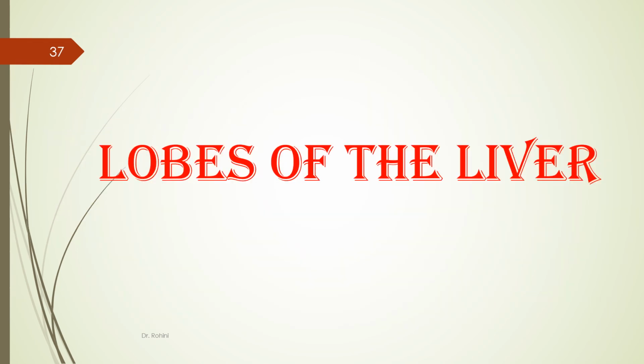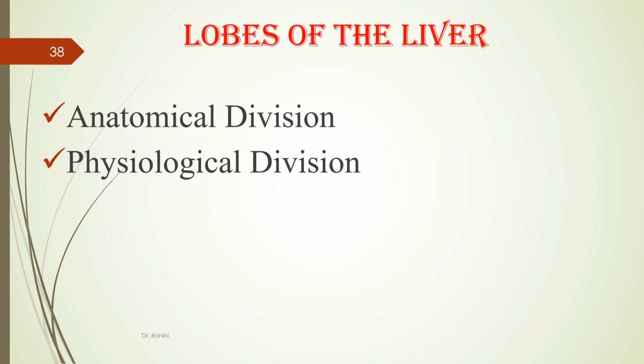Now coming to the lobes of the liver. So we can divide the liver anatomically and physiologically, or surgical division also you can say. So how they are using this clinical anatomy, clinical divisions during surgery. Somewhat in anatomy we read differently than what they are doing in the divisions in surgical branches.